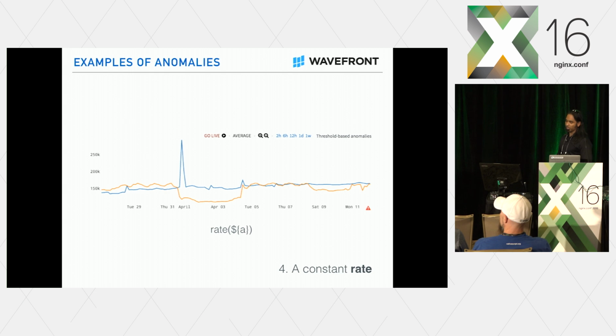And here it becomes obvious, right? You take a rate, the structure is clear. So normal here is a constant rate.